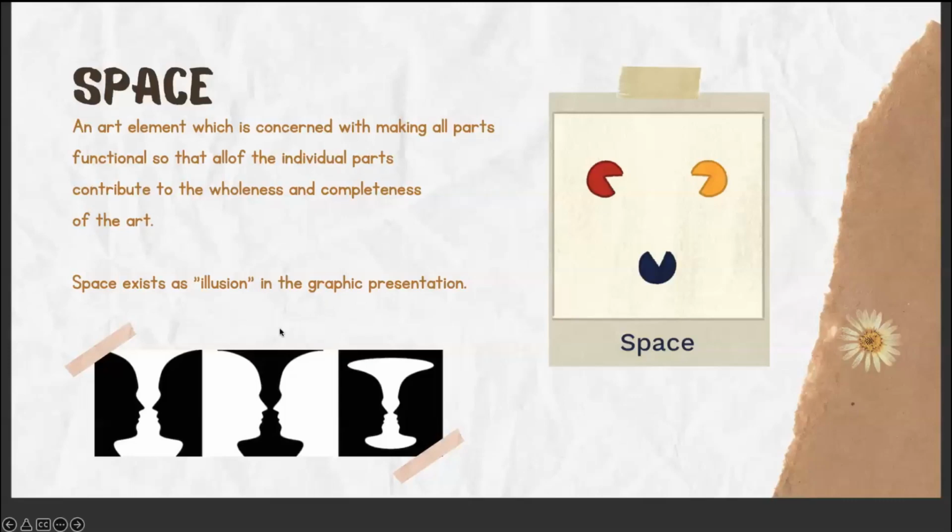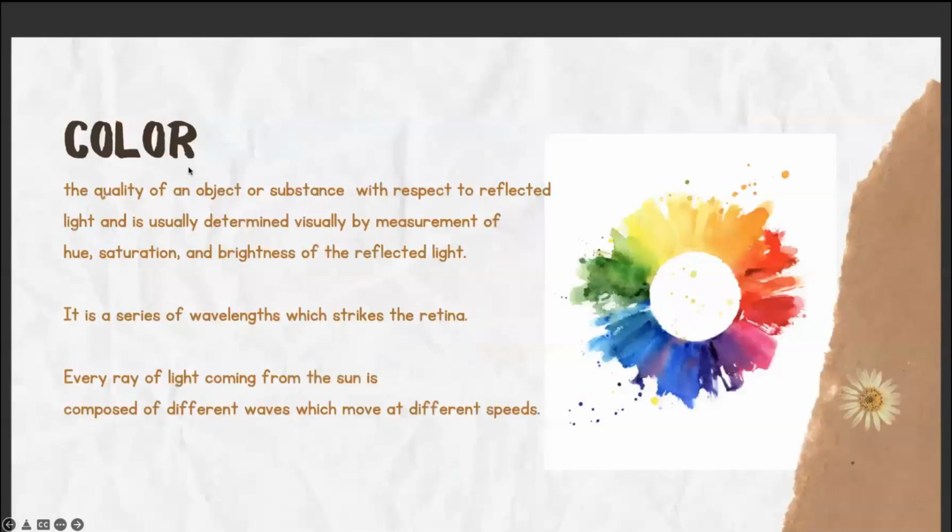Yeah, so this one is another element of visual art: color. It's the one most commonly asked about when it comes to elements of visual art. Color is the quality of an object or substance with respect to reflected light. So again, light is mentioned, and also reflection, which we will talk about later.